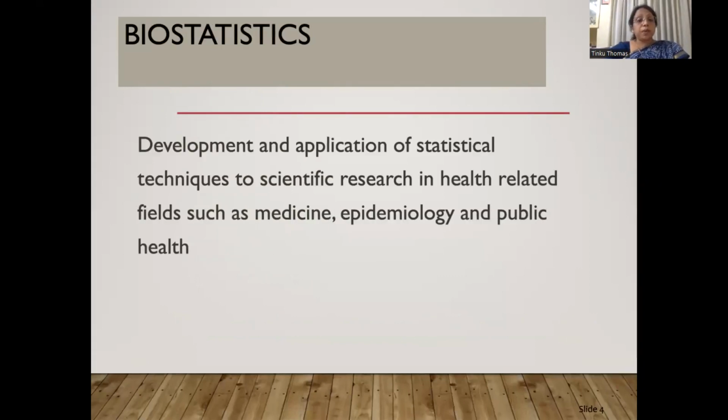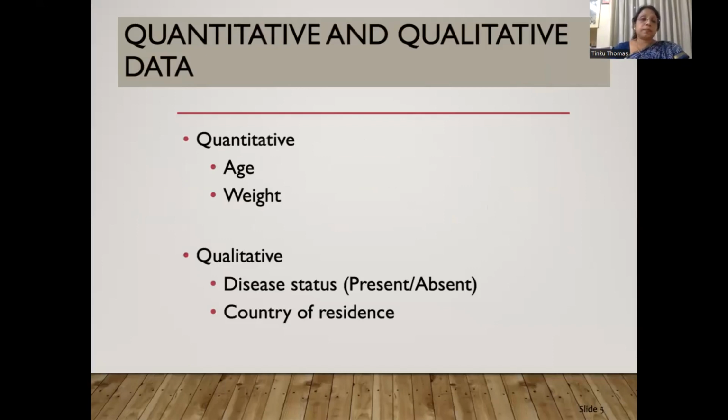So biostatistics is nothing but the application of statistical techniques to scientific research in health and health-related fields. So that is medicine, epidemiology, public health. When you apply statistical techniques there, we call it biostatistics. Otherwise, the techniques are all the same across different areas like economics. There are some differences in names that are used for the same techniques. The terminology may be slightly different, but otherwise the techniques are more or less the same across any field that you use statistics.